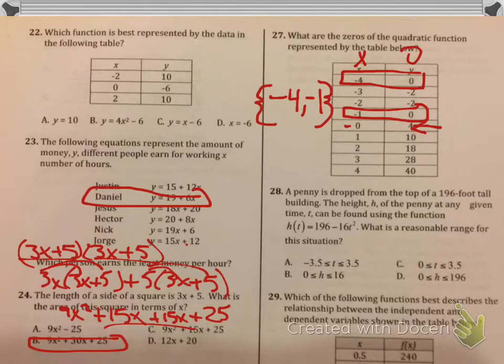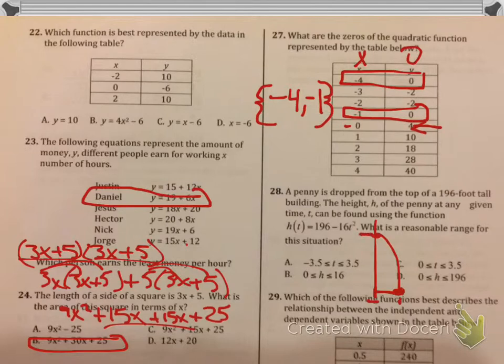A penny is dropped from the top of a 196-foot tall building. The height of the building, what's a reasonable range for this situation? Okay, so if this thing starts off at 196, you've got to picture this. It starts off like this, and it's going to go down. And at some point it hits here. The domain would be from 0 to when it hits here.